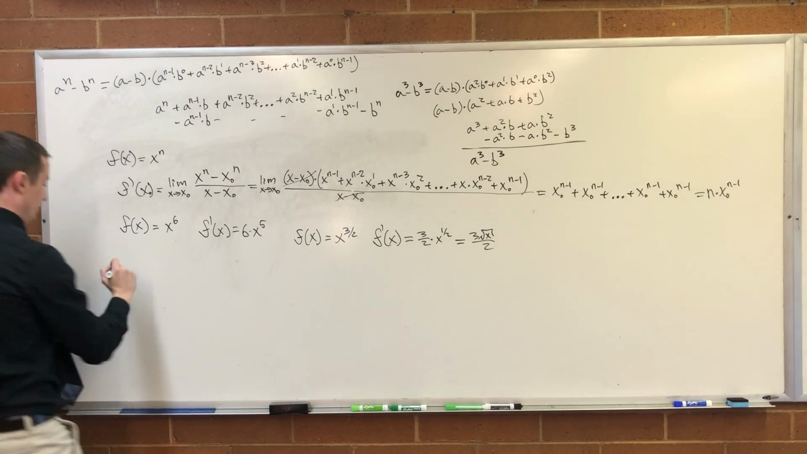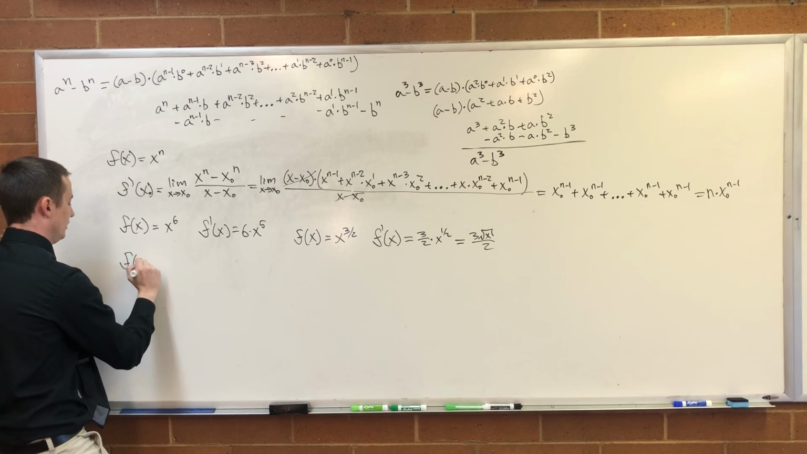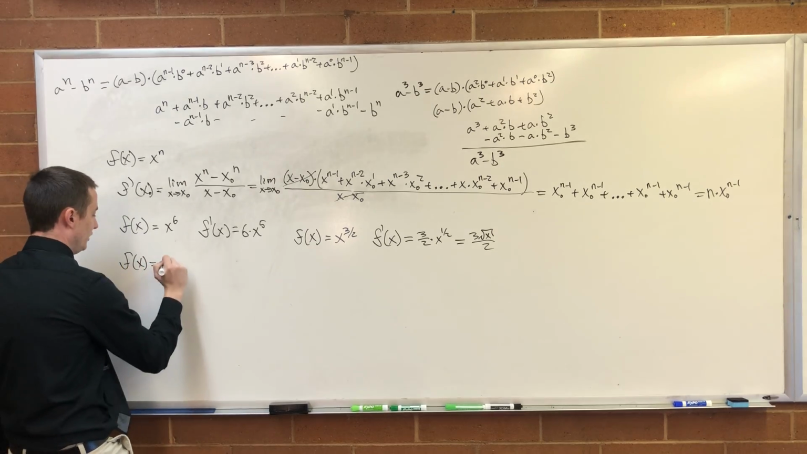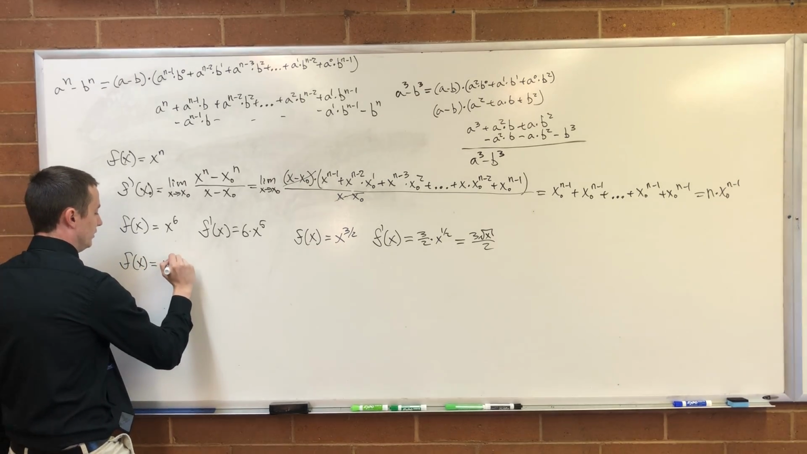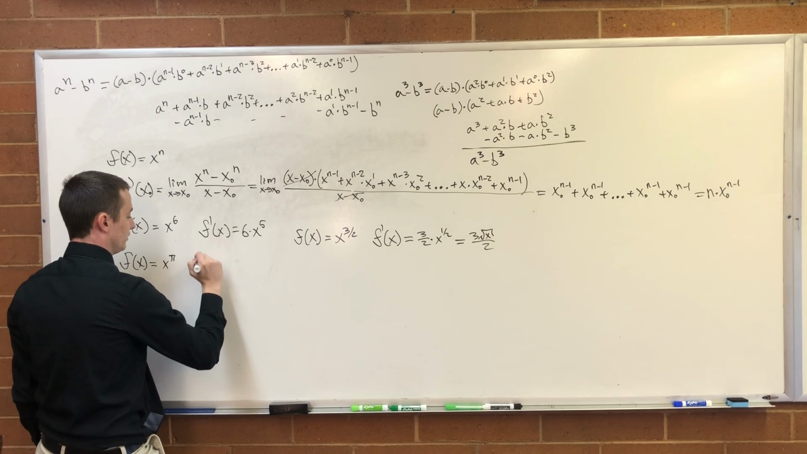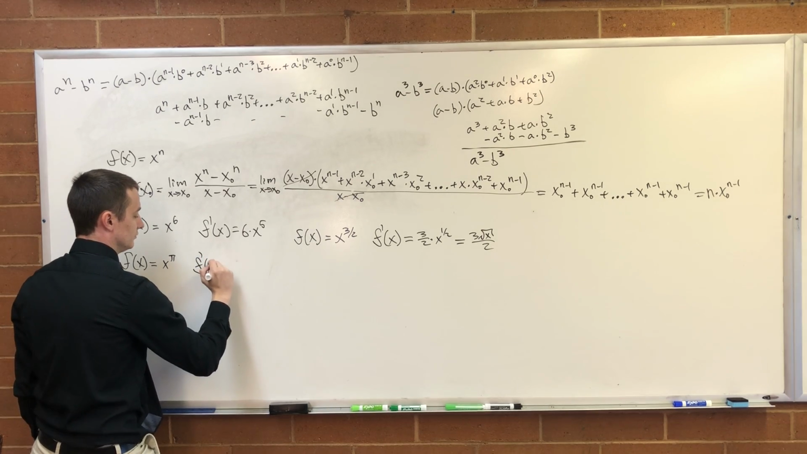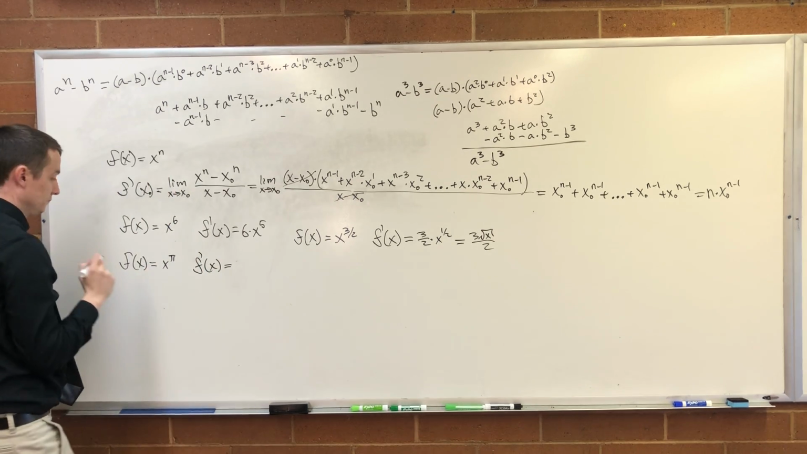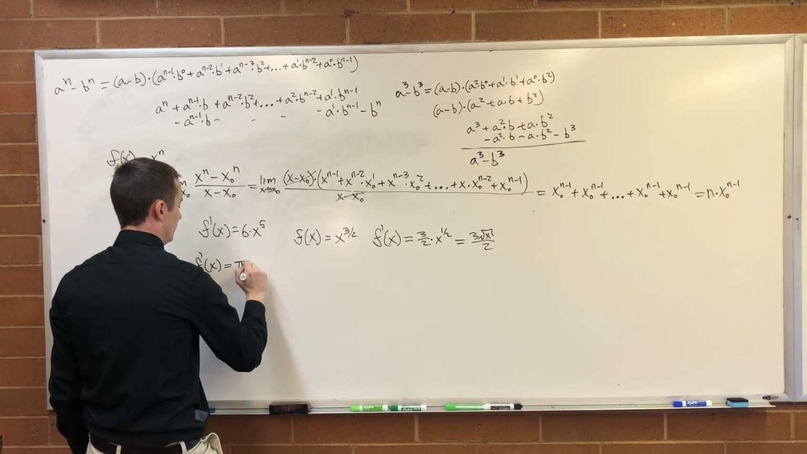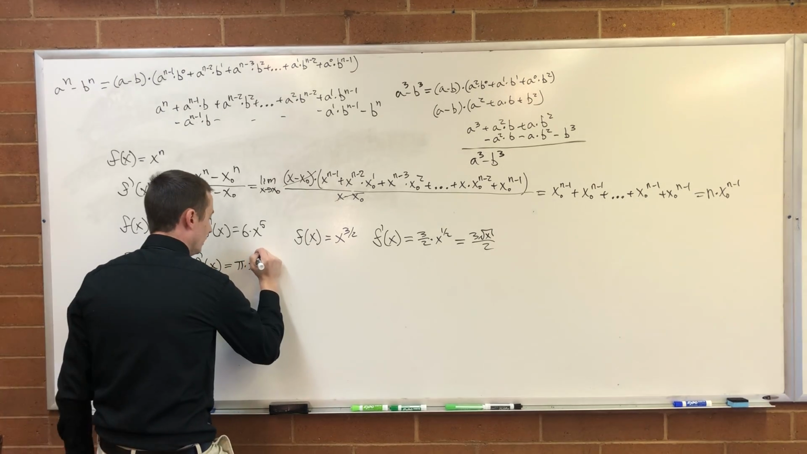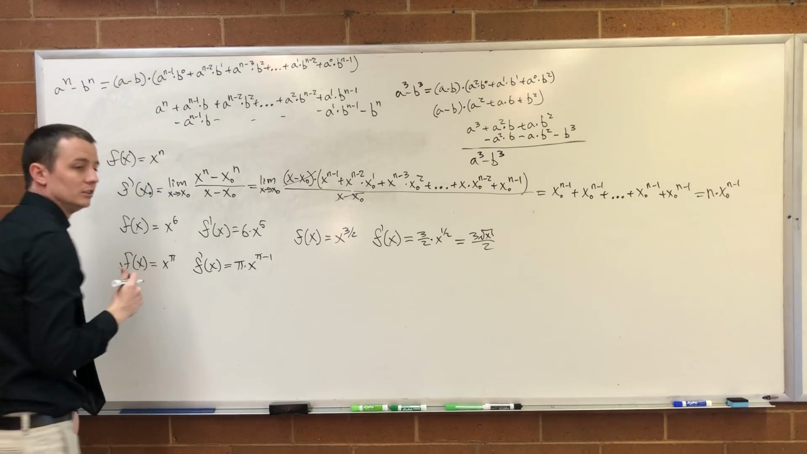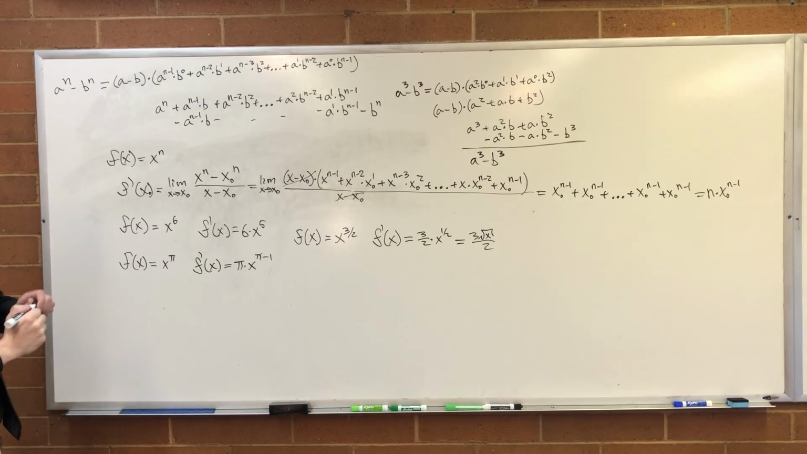Let's do another one. What if f of x is equal to x to the pi? Then what's f prime of x? Just pi times x to the pi minus 1. That's all there is to it.